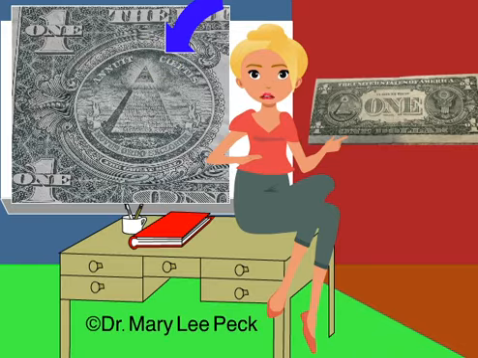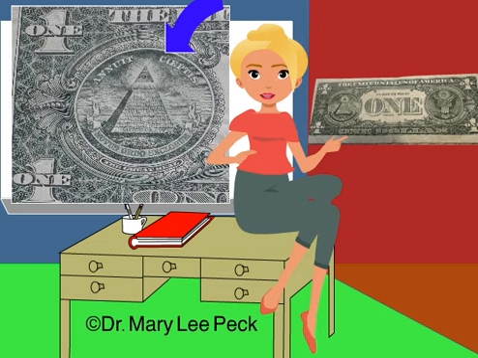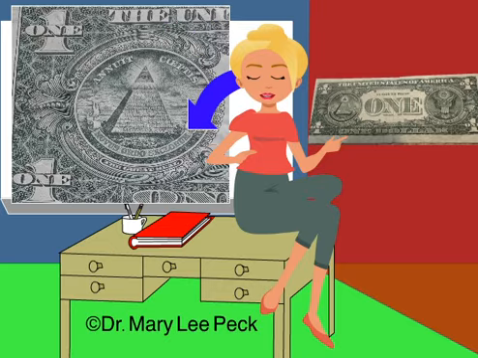Annuit coeptis is there to indicate that He, meaning God, approves of the undertakings of the colonies to seek their independence. Under the base of the pyramid are the words Novus Ordo Seclorum, which means New Order of the Ages, referring to the beginning of a new kind of nation.